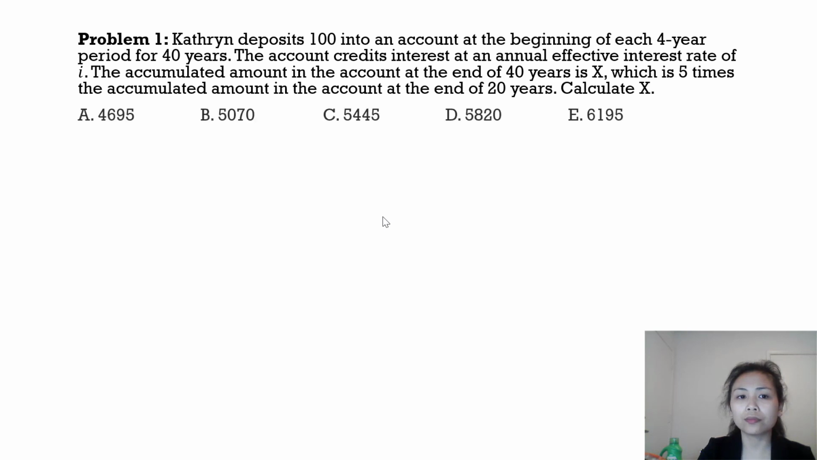Let's look at this. Catherine deposited 100 into an account at the beginning of each 4-year period for 4 years. The account credits interest at an annual effective interest rate of i. The accumulated amount in the account at the end of 4 years is X, which is 5 times the accumulated amount in the account at the end of 20 years.